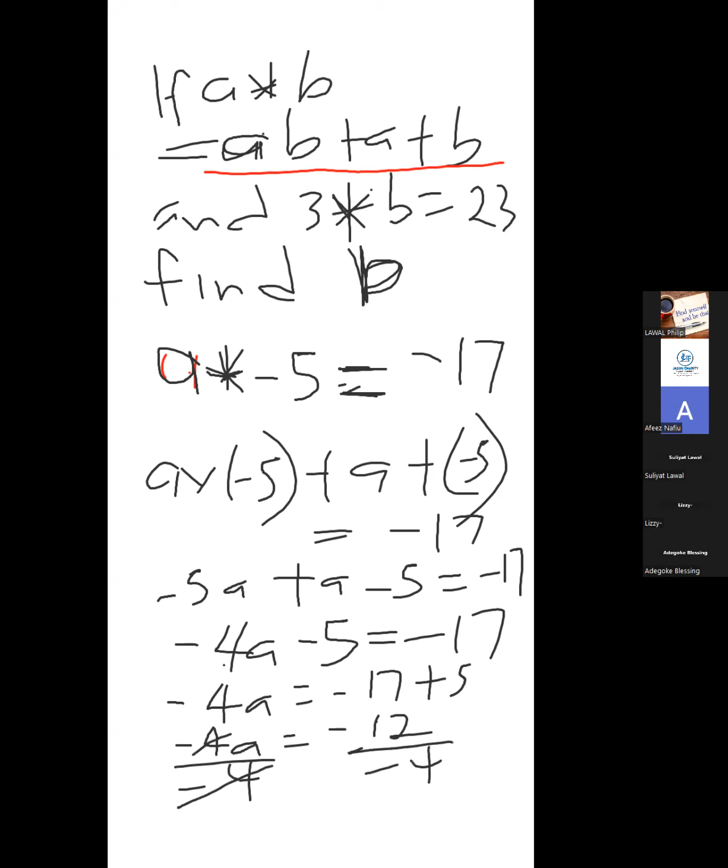Then this cancels this. Minus will also cancel minus. So your a is equal to 3. To know whether you are correct, anywhere you see a in this formula, put 3 and then minus 5 and work it out. You should be able to get the correct value they give you, this minus 17. Put 3 here, and your minus 5 is already here. When you arrange it according to this formula, you will get this minus 17. That's how you know you are correct. So our answer is a is equal to 3.